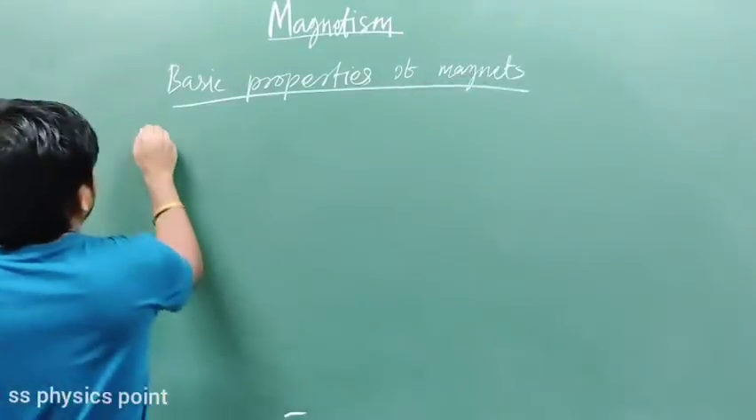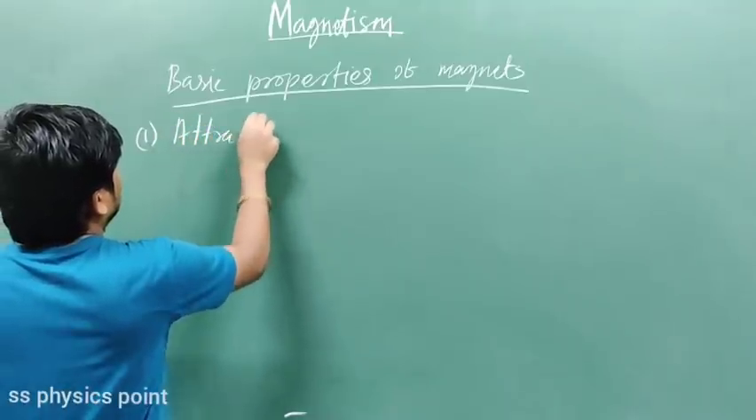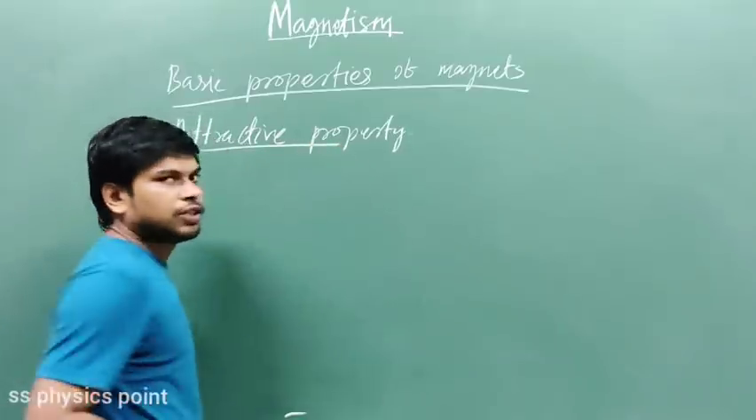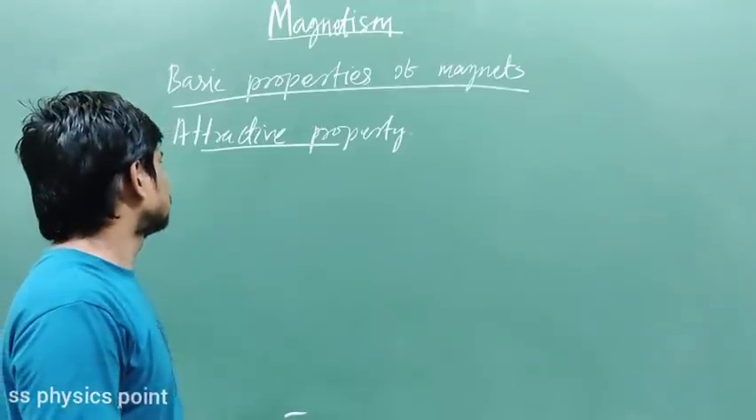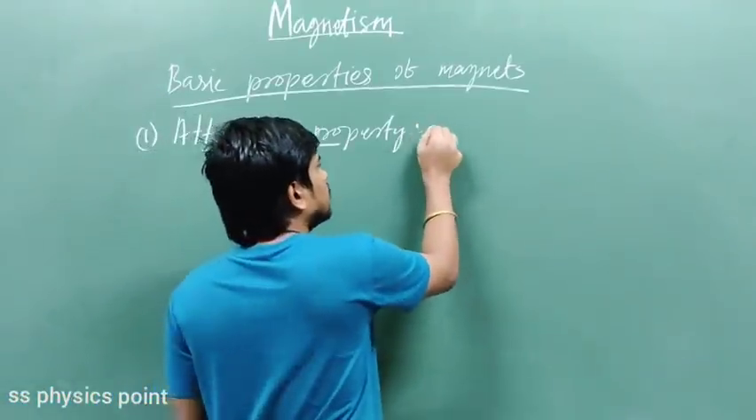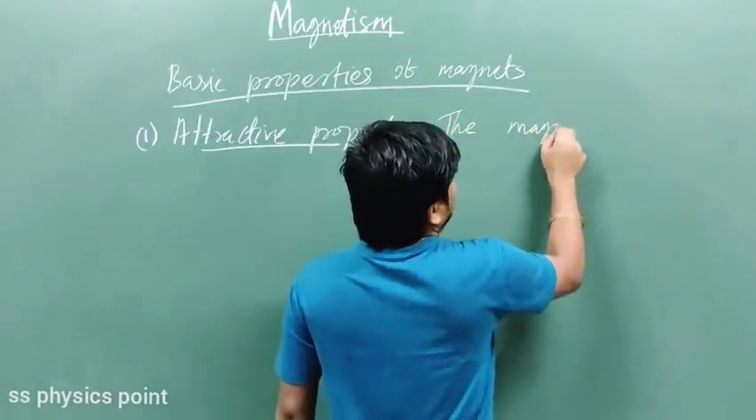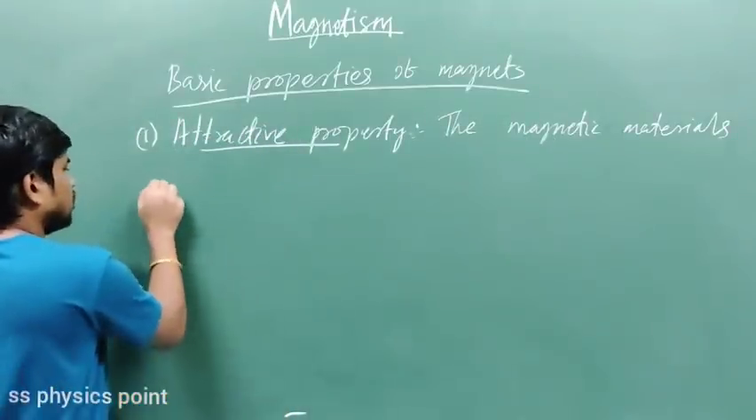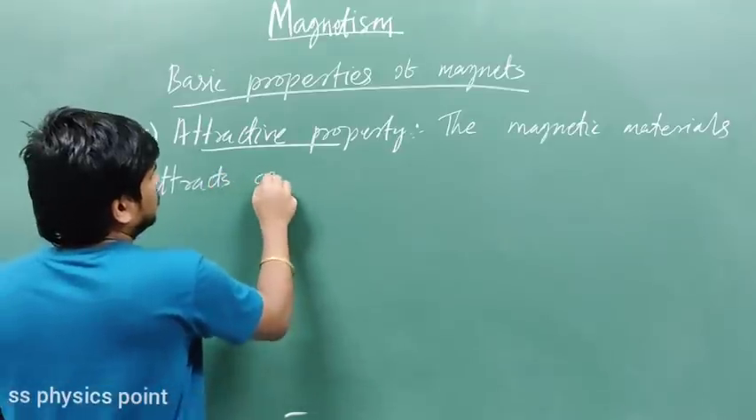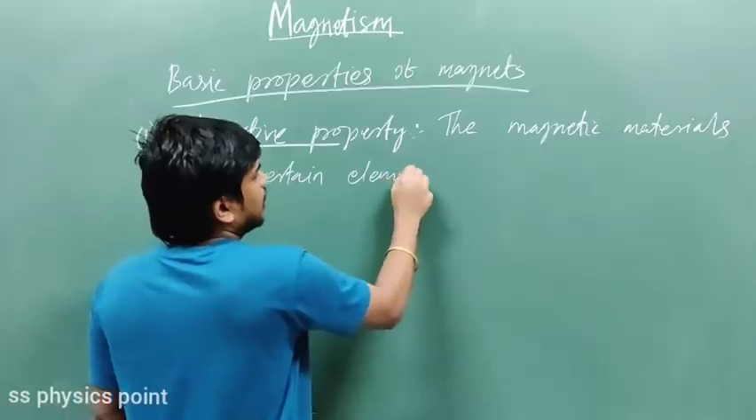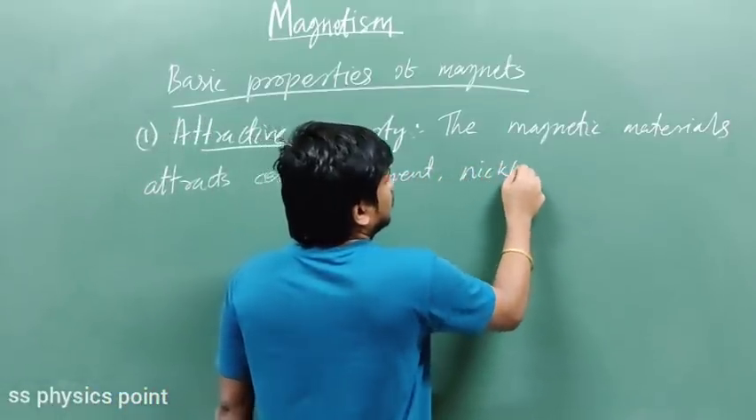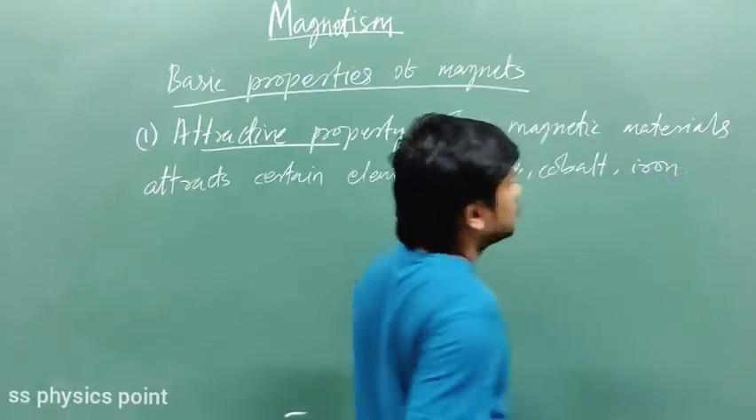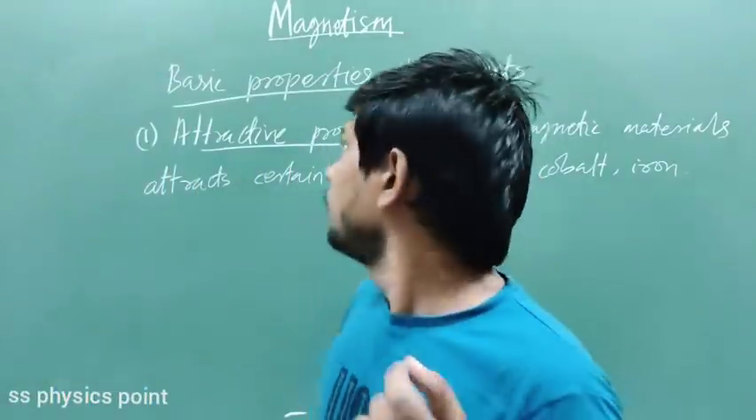The very first property is the attractive property. By seeing these properties, you can show that these are magnetic materials. So what is this property? The magnetic materials attract certain elements like nickel, cobalt, iron. This is called the attractive property of magnets.